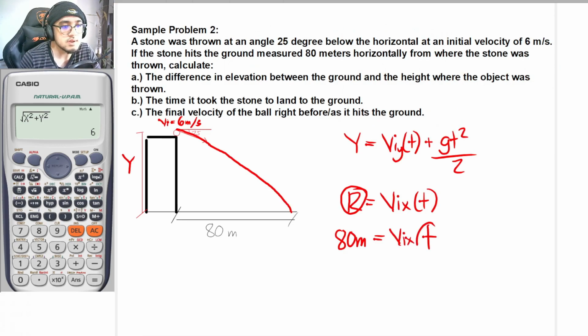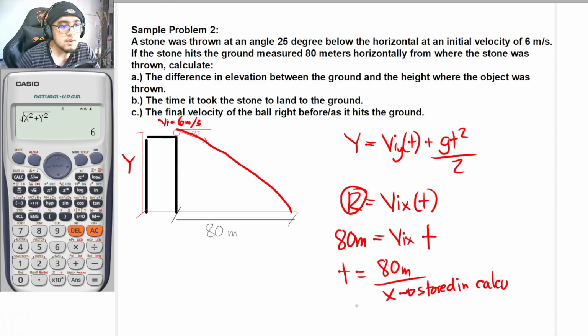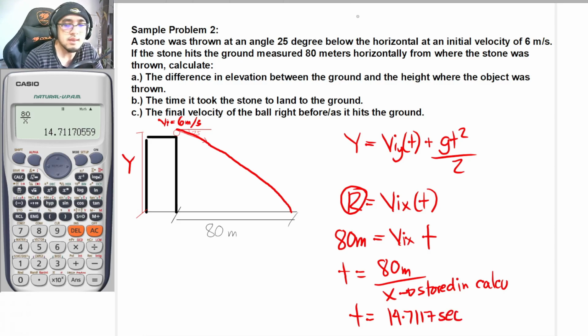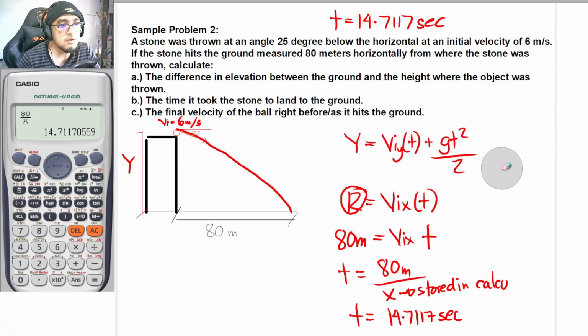So VIX times t, and for our t, this is equal to 80 meters divided by VIX, which is x stored in the calculator. So the time it took to reach 80 meters horizontally is 80 meters divided by alpha x, which is 14.7117 seconds. I would just be writing it at the top here: time is equal to 14.7117 seconds. And voila. So we already know the time. With that, we can now solve for our value for y.